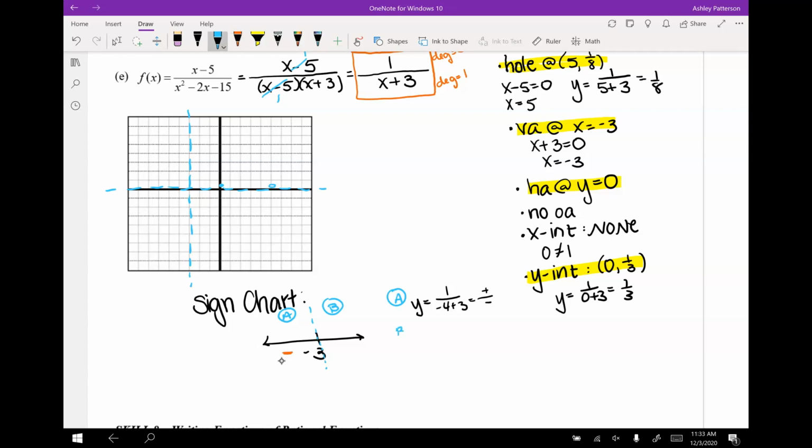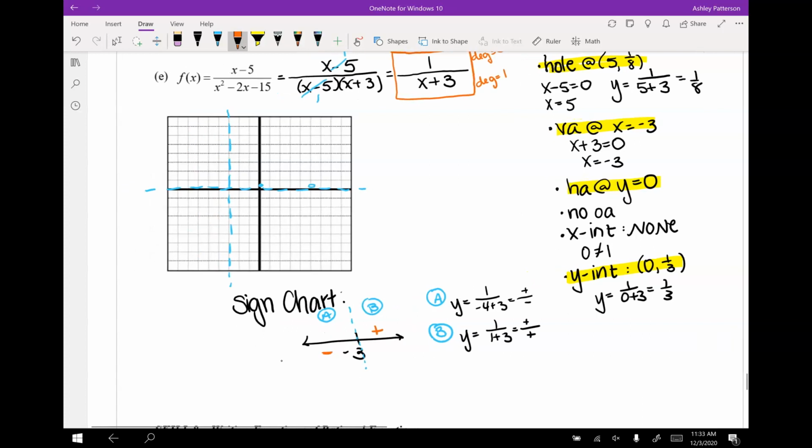We can see that it's probably going to be above the x-axis in region B, but just for the practice, let's plug in a value that's greater than -3. So maybe 1. y is equal to 1 over 1 plus 3. That's a positive sign over a positive sign. We were right. So it's positive to the right of that vertical asymptote.